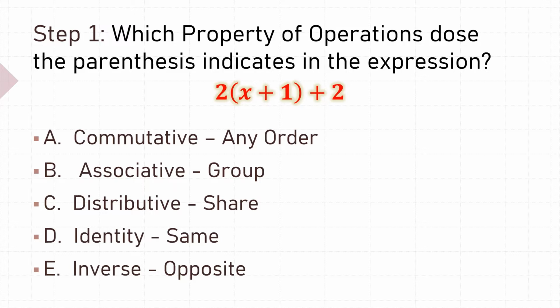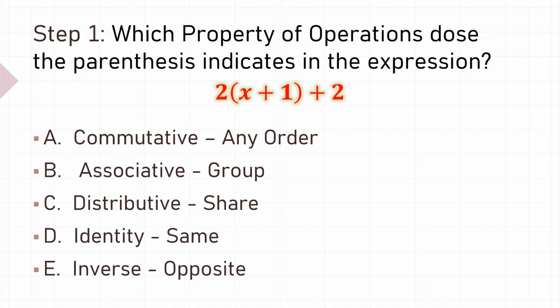When I look at it, I don't think it's commutative because there are parentheses, and I can't put this in any order. Associative, maybe, but the grouping initially with the parentheses, I don't believe that I'll be able to do grouping because I don't see any plus or minus or division sign. Distributive, I believe I could use it.